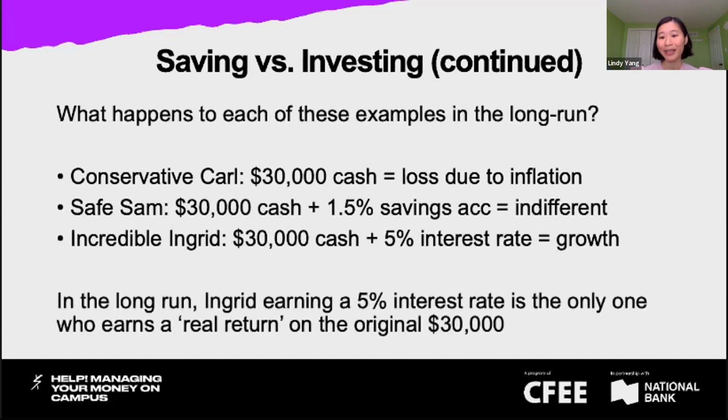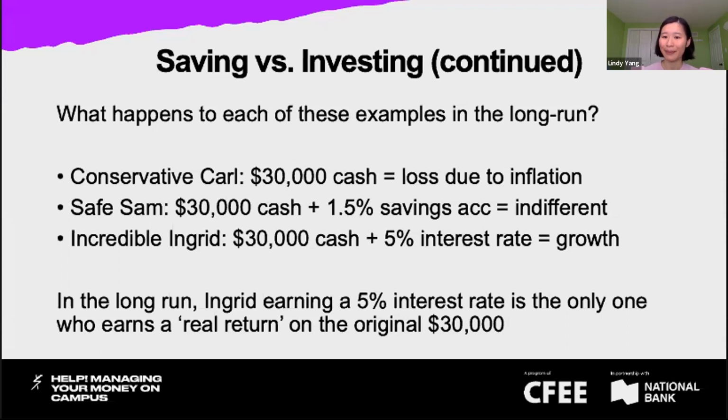Let's compare the following 3 examples to get a better understanding of the importance of investing. Conservative Carl decides to hold their money in cash. Over the long run, they will lose money because inflation will reduce the $30,000 purchasing power, meaning Carl will be able to buy less with $30,000 in the future as opposed to today. Save Sam decides to put their money into a savings account offering a 1.5% interest rate. Over the long run, the interest gained in the savings account will make up for the inflation. Therefore, in the long run, the value of their money will remain the same.